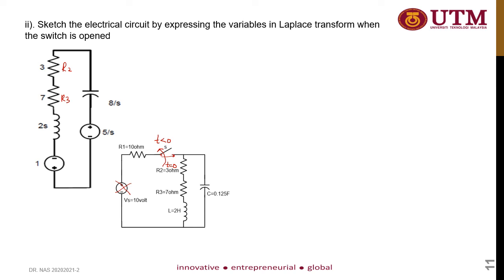So this is LS. Okay, so L is 2, so 2S. So this is L I0. Okay, so your L is 2. I0 from the earlier question is 0.5. So it's 2 multiplied with 0.5. That's why you get 1. And then here is 1 over SC. And this one is V0 over S. So V0 from the earlier calculation is 5 divided by S.